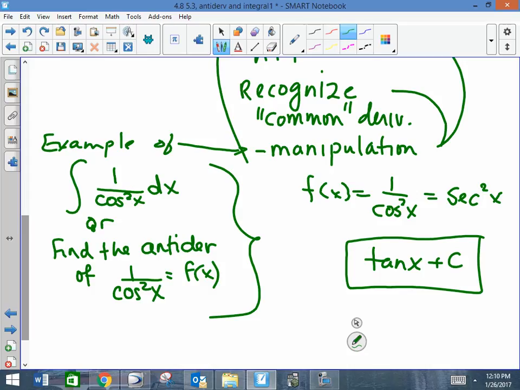So if you don't recognize it, see if you can switch it up to see that it will be on the list. The list is the same. We're not adding to that list. That's all we got in Calc 1. Okay?